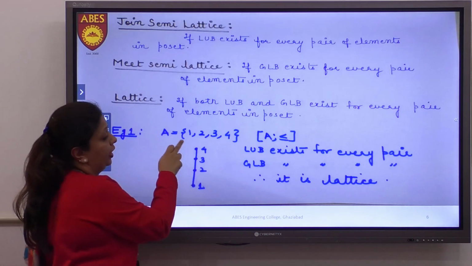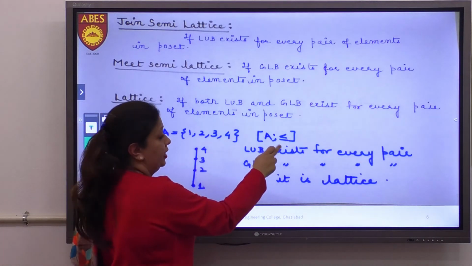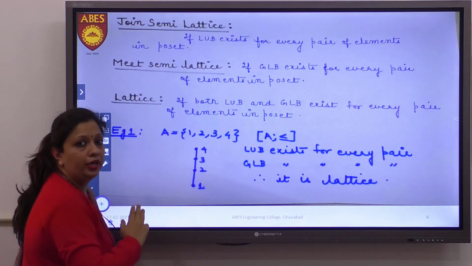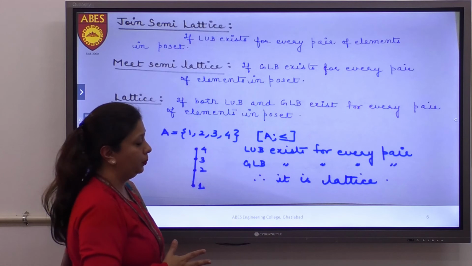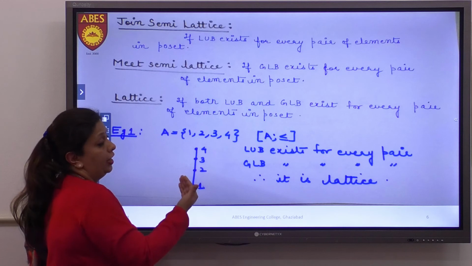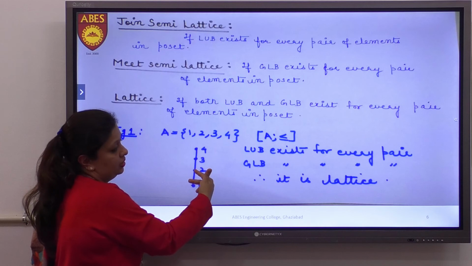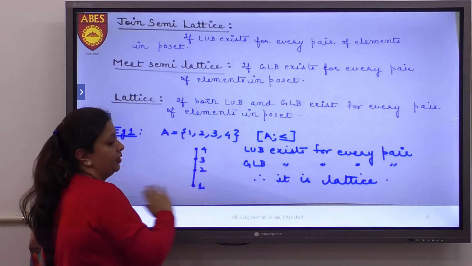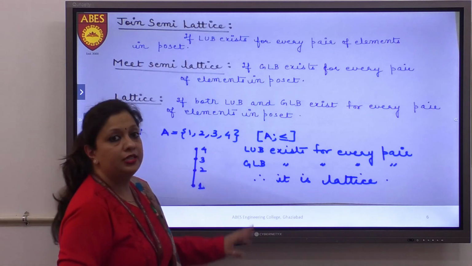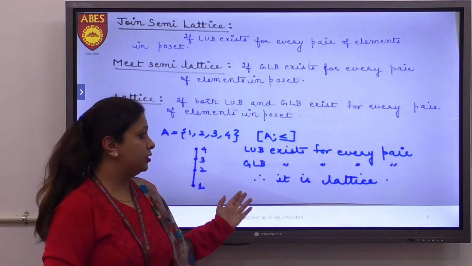Example 1, set A contains elements 1, 2, 3, 4 and the relation is less than or equal to. So this is the poset diagram. We already know that for this particular example, if I want to find out the LUB, it becomes the maximum number and GLB will become the minimum number. So for any two elements, there exists a LUB as well as a GLB. We can take any two elements. So we can say that it is a lattice, since there exists a GLB as well as LUB for every pair of elements.